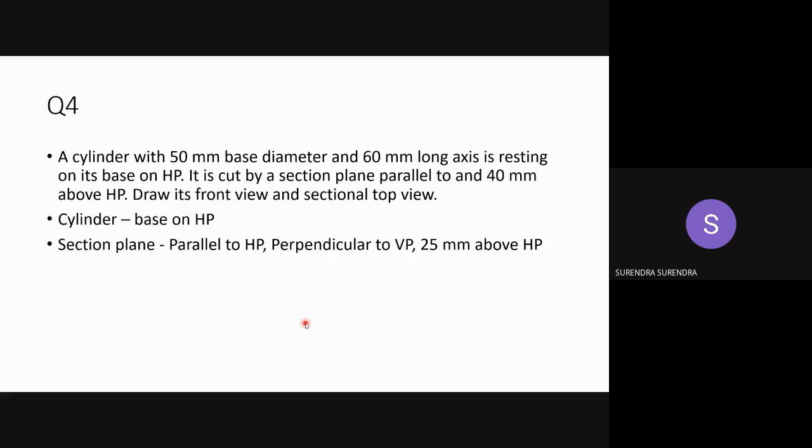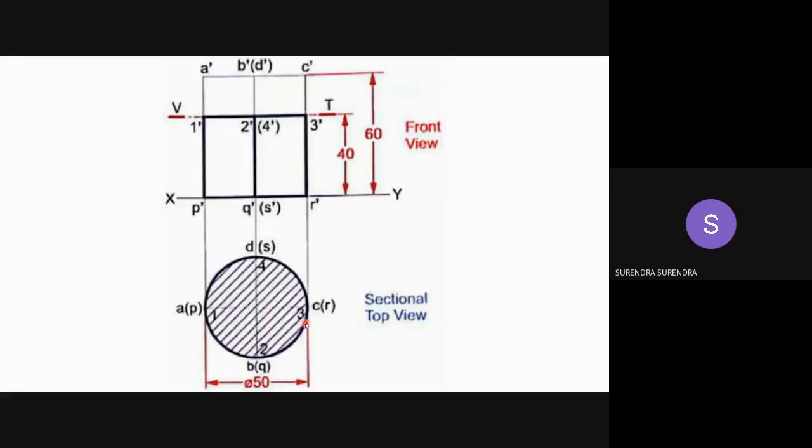Cylinder with base on HP, and again the section plane parallel to HP, perpendicular to VP, 25 mm above HP. First draw the cylinder. Cylinder when it is resting on the horizontal plane, draw the top view as a circle. Mark the endpoints A, B, C, D on one base, P, Q, R, S on the other base. So as it is a cylinder, you have a top base and a bottom base: on one base A, B, C, D corners, and on the other base P, Q, R, S. So project this to the front view. So one base is on the ground.